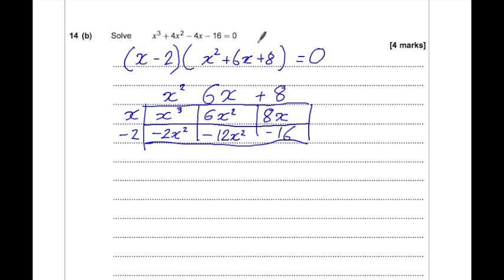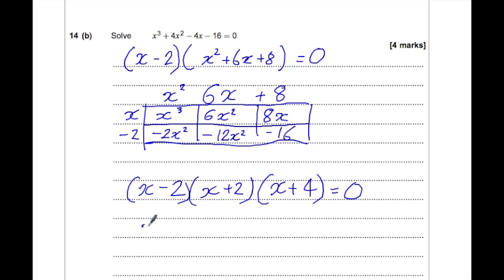And then we can see, can we factorise this quadratic? We need two numbers that multiply to give 8 and add up to give 6, so that would work. We could have x plus 2 and x plus 4. There's lots of different ways of doing it. You pick the one you like the most. So you get x equals minus 4, minus 2, or 2.